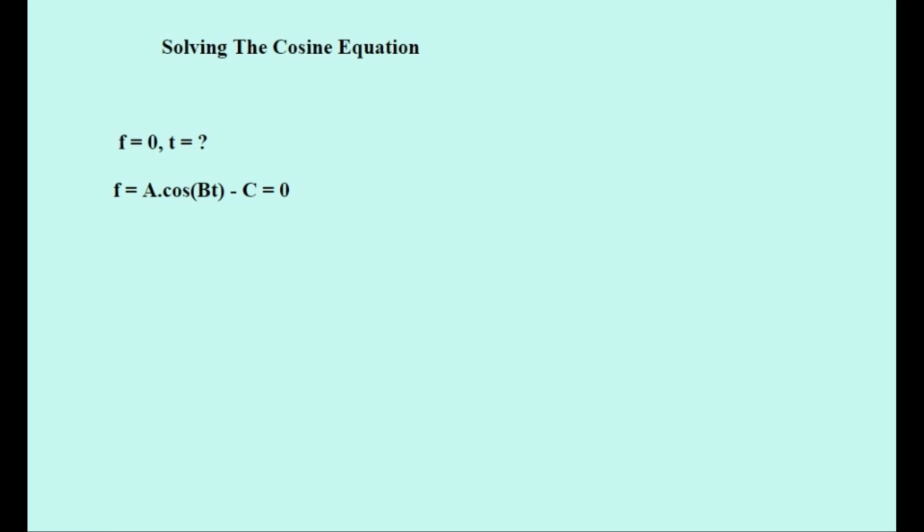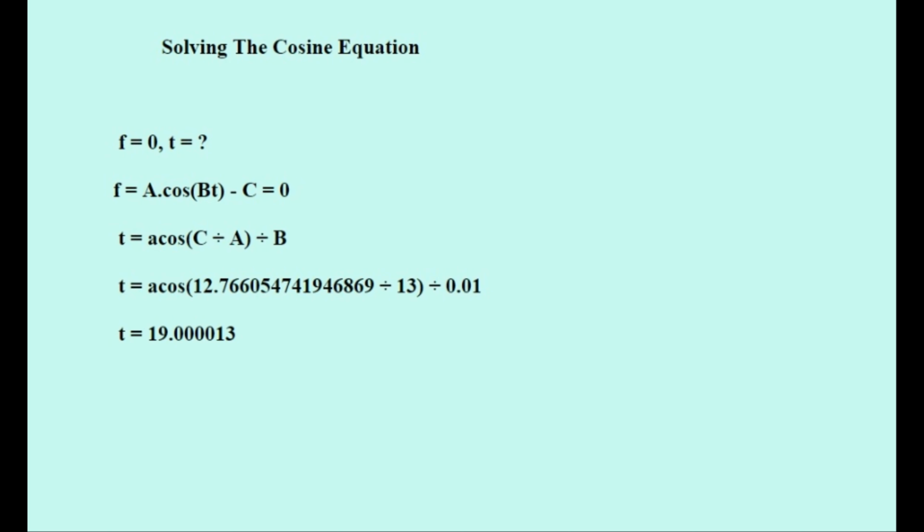to 0. And we'll make t the subject of this equation. I like to call the inverse of cosine a cos. And so we'll substitute all the values in. And so this is the solution that we want.